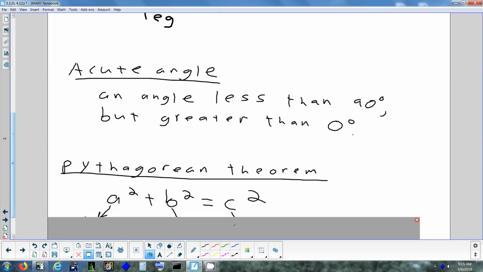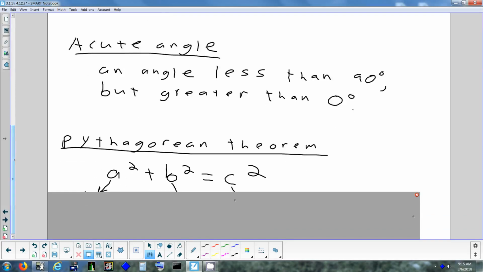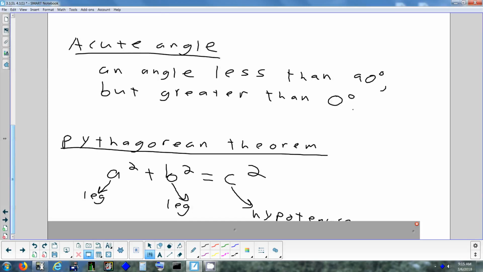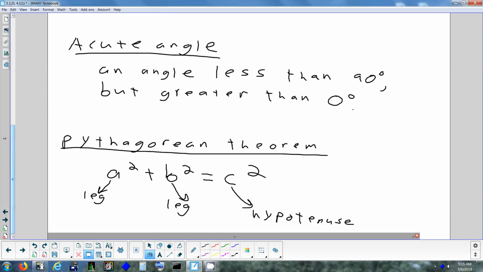A lot of times people write it as a squared plus b squared equals c squared, but you just have to explain what a, b, and c are. You could use a, b, c, x, y, z. It doesn't really matter what letters you use. The idea is one leg squared plus the other leg squared equals the hypotenuse squared. Okay, so that's a theorem that we can use.